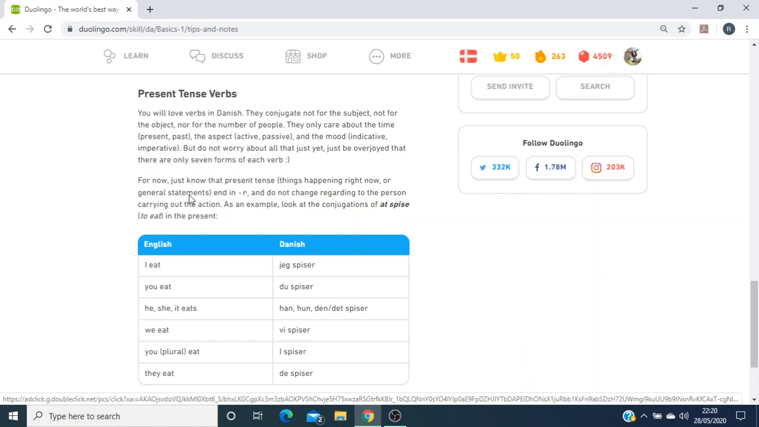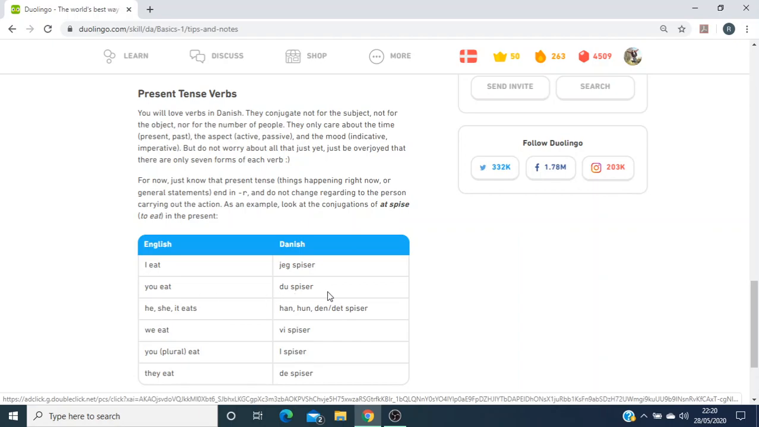Right. For now, just know that present tense, things happening right now, or general statements, end in -er, and do not change regarding the person carrying out the action. As an example, look at the conjugations of at spise, to eat, in the present. So English I eat is jeg spiser.